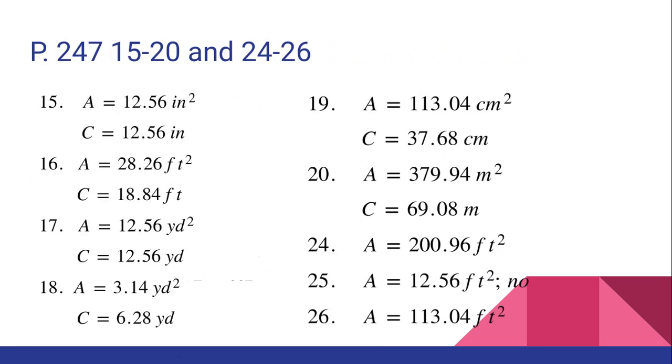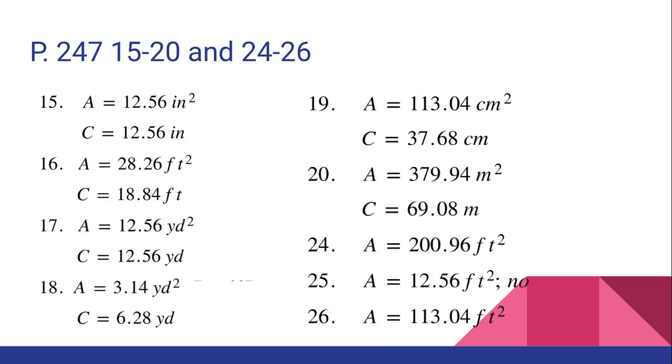All right, then on these last ones, you had some word problems. So we're doing a circular flower bed and the radius is 8 feet and they want to know the area. So we needed to do 8 times 8, which is 64, and then 64 times 3.14, which is 200.96 feet squared.